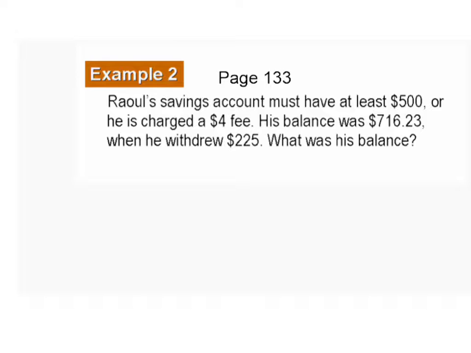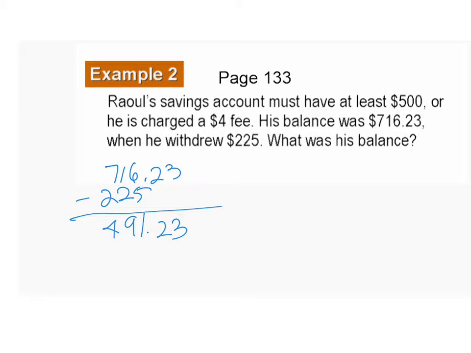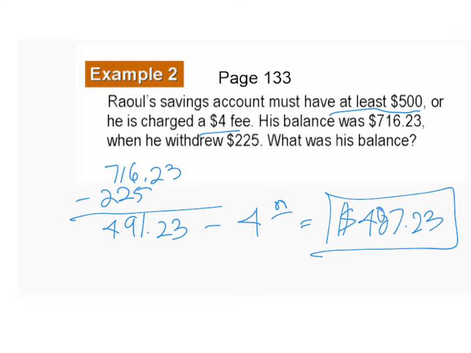This is example 2 from page 133. Raul's savings account must have at least $500 or he's charged a $4 fee. His balance was $716.23, and he withdrew $225. What is his balance? So mathematically what we're doing is 716.23 minus 225. When you do that, you get $491.23. Now, that's under $500. He has to have at least $500 or he's charged a $4 fee. So we have to subtract his $4 penalty, and his final balance is $487.23. Get that down in your notes, and when you're ready, press play to proceed.